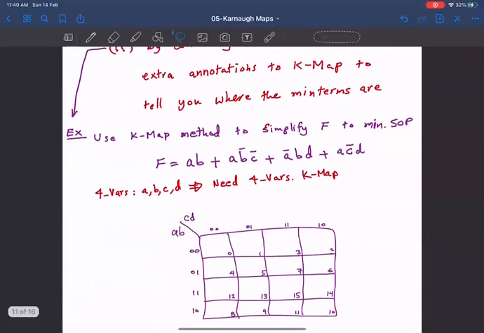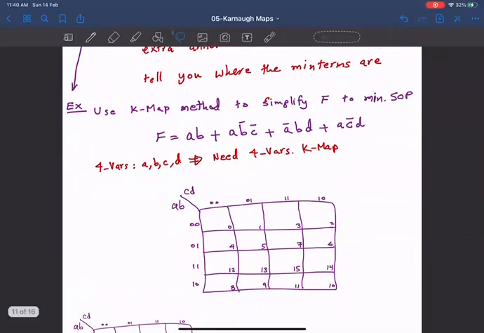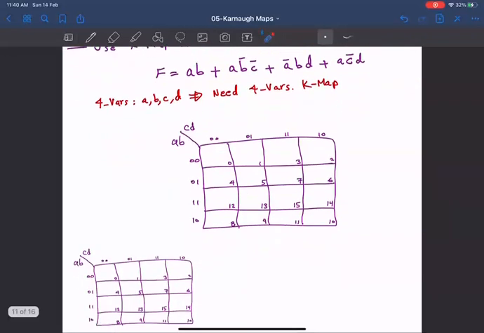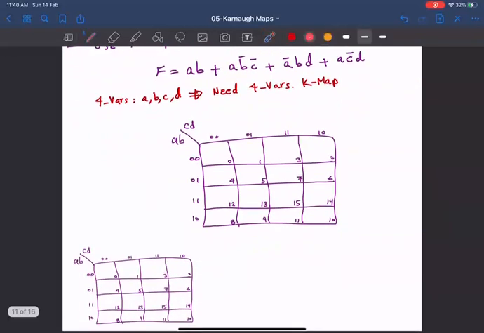First of all, this is our example here. I'm given it in a sum of product form already, so I don't need to do anything. I can just plot it right away. How do I plot it? Basically, I first need to know where is A and A complement, where is B and B complement, where is C and C complement, and where is D and D complement.